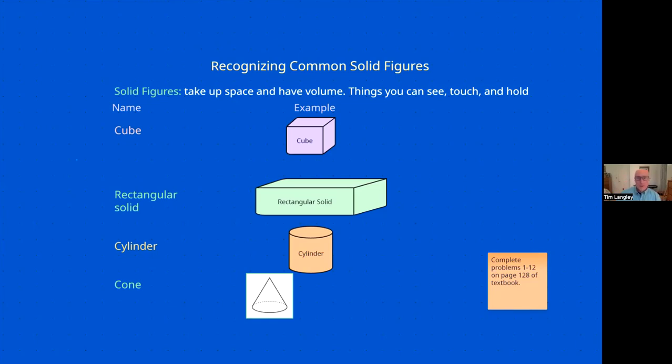All right, so recognizing some common solid figures. And first of all, there's a definition that you should have copied down already. Solid figures take up space and they have volume. So if I want you to think of a pop can, it takes up space in your hand. You can touch it, you can hold it. Your bed is a solid figure. In a sense, a door is because it has some depth to it. And these are some common solid figures.